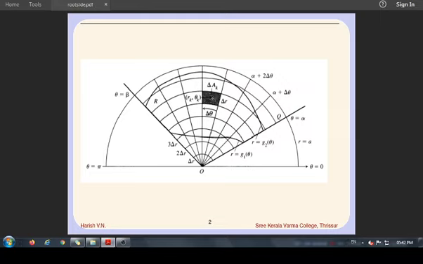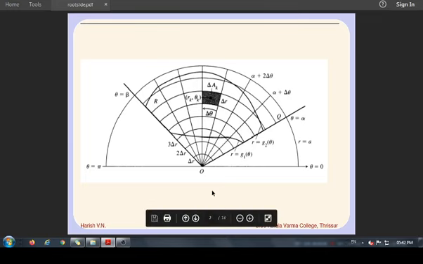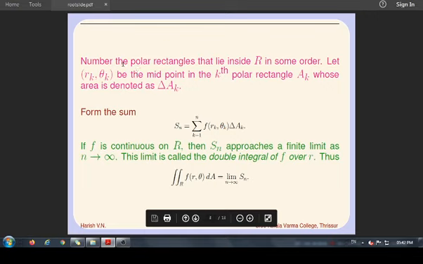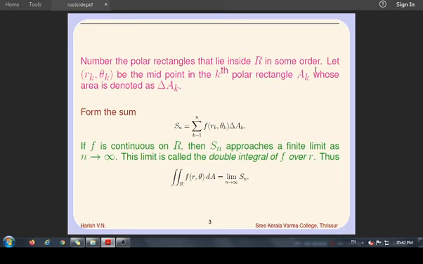So take the kth polar rectangle, let it be AK, and let delta AK be the area of the kth polar rectangle. And this point I have chosen as the midpoint of this AK. So that's what this is. Number the polar rectangles that lie inside R in some order, and let Rk, theta k be the midpoint in the kth polar rectangle AK, whose area is denoted as delta AK.